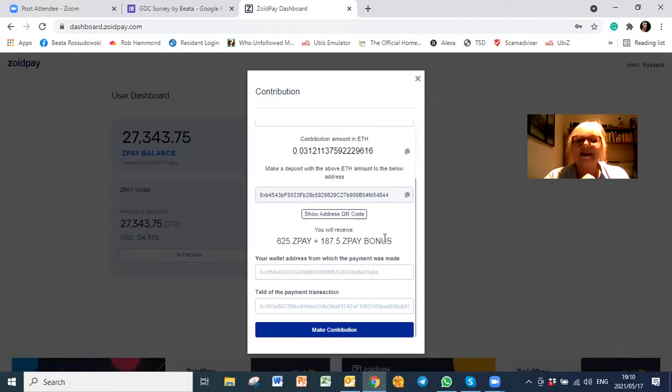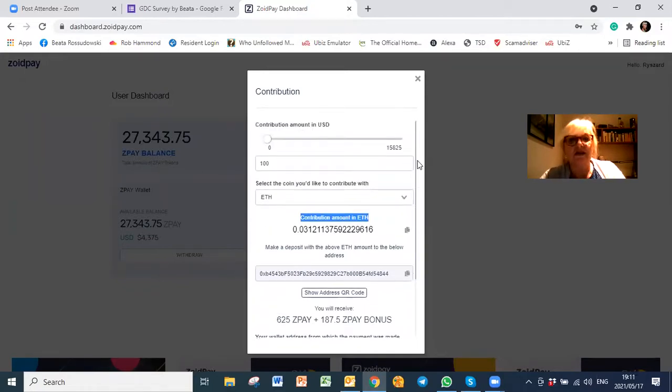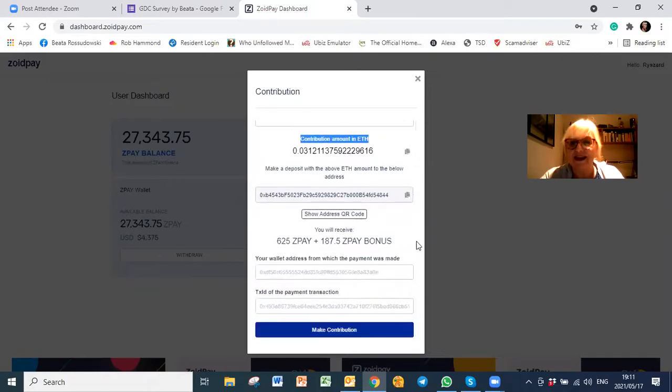Now, the current ZoidPay price is 16 cents. So whatever number you've got here, you've got to multiply by 16 cents. Alternatively, you can go up to your transaction, and if you bought for $100, 30% is $30. And this is the amount that you're going to be paying in Yellow Trading Coin through your wallet.